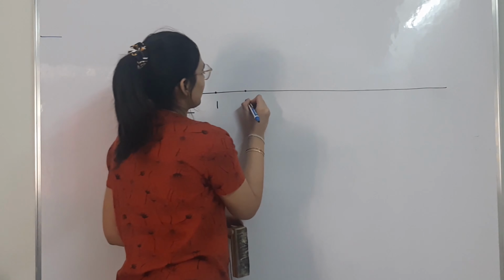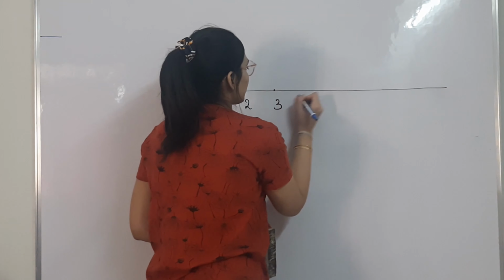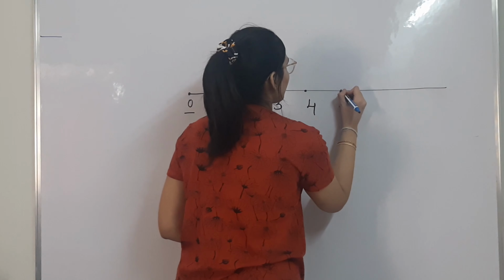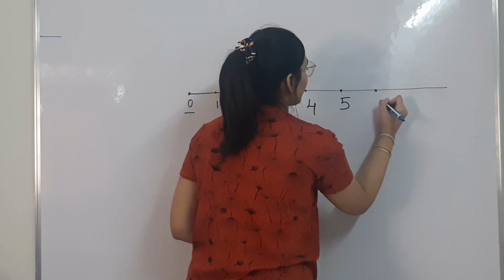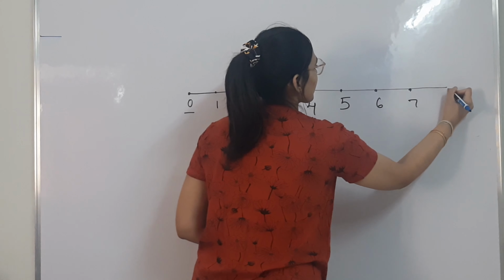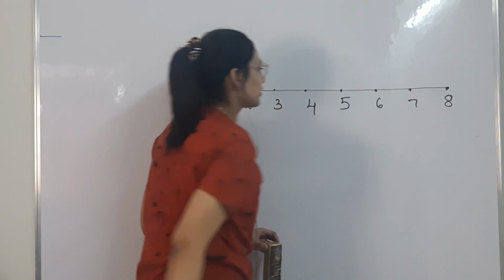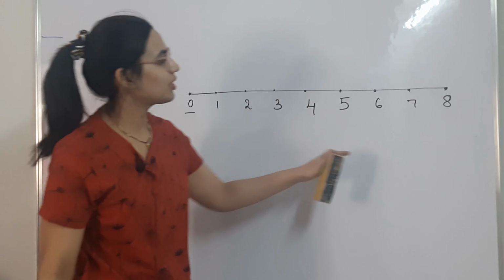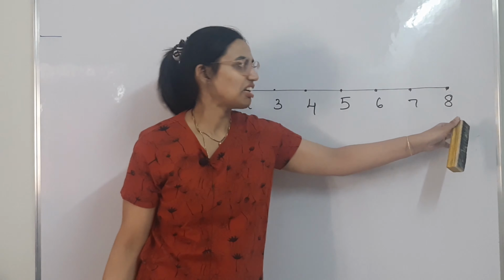1, 2, 3, 4, 5, 6, 7 and 8. So this number line could accommodate 8 numbers.